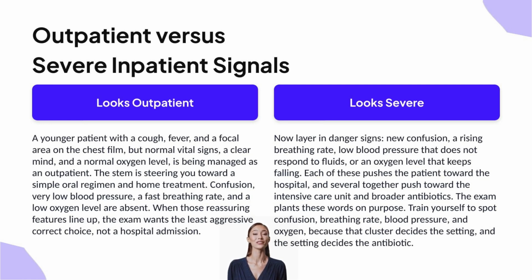On the right, the severe picture. Now the stem layers in danger signs: new confusion, a rising breathing rate, blood pressure that does not respond to fluids, or an oxygen level that keeps falling.